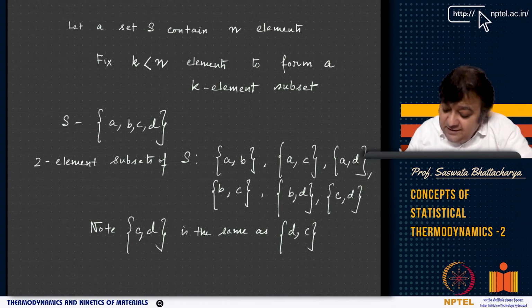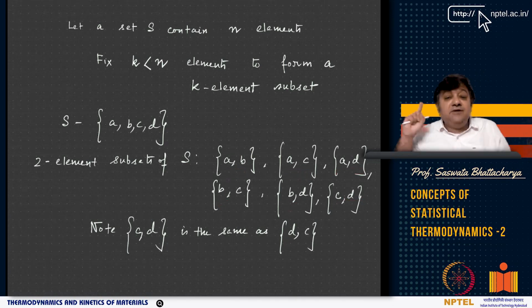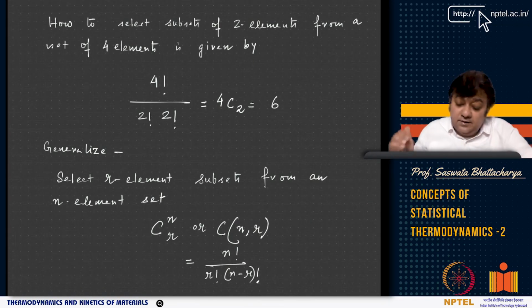They are not the same, right? AB and AC are distinct. So AB, AC, AD, BC, BD, CD, and so that means we do not care about the order at all, right?